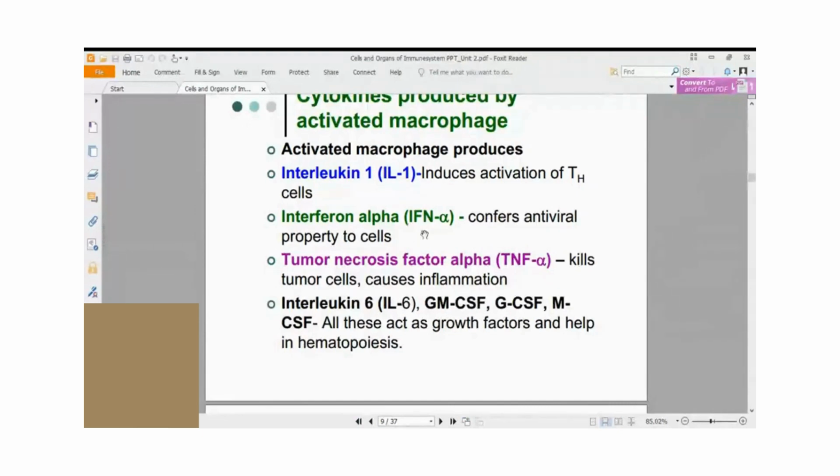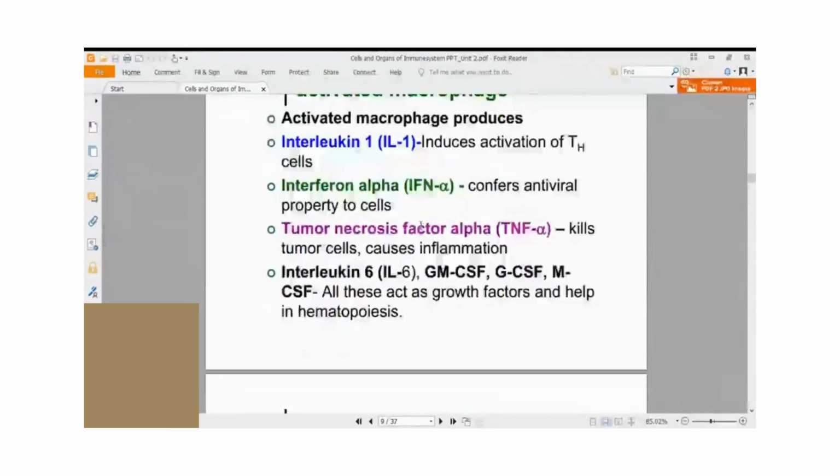So interferon alpha gets the name because it interferes with the viral infection, and it is produced in large quantities even when the bacteria is encountered by the macrophage. And this interferon alpha gives a boost to the immune system to guard themselves against the infection.